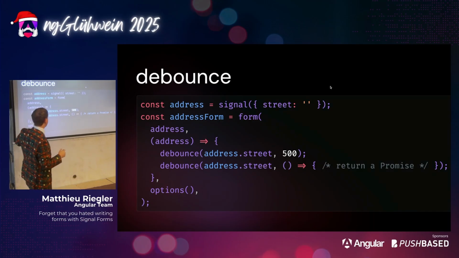So if you want to debounce, say, the street value, and only update the model that's behind it, you can do that after 500 milliseconds. And of course, if you want something more advanced, imagining some kind of async request with a backend server, you can give it something that returns a promise.